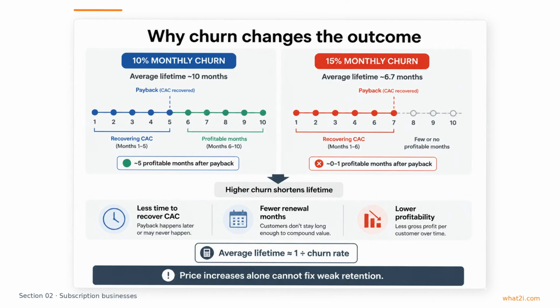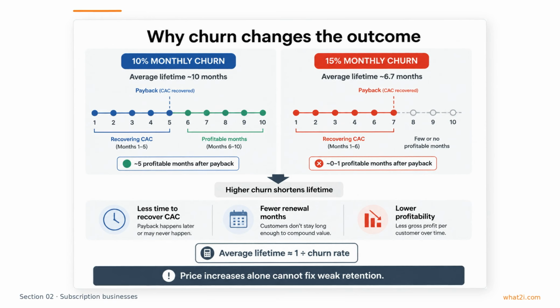At 10% monthly churn, average customer life is about 10 months. At 15% monthly churn, average life falls to roughly 6-7 months. That may not sound like a huge difference at first, but it removes several renewal periods that would otherwise have been profitable. If payback happens late, higher churn can mean the company barely recovers CAC before the customer leaves. This is also why price increases alone rarely solve a weak subscription business if the underlying retention problem remains.